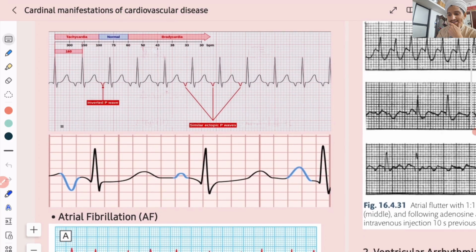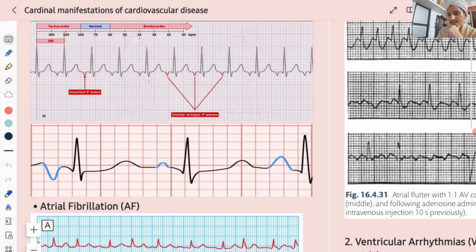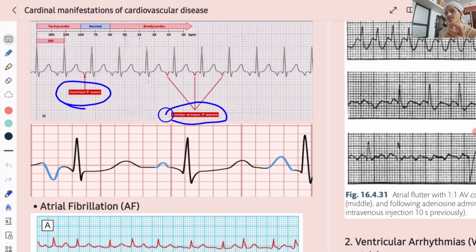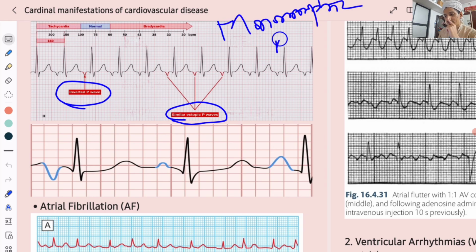Now coming to atrial tachycardia. See, every P wave is followed by the QRS complex, but the P wave is inverted. So that P wave is not from the normal SA node, it is from some ectopic focus. This is monomorphic, and it is a tachycardia of more than 100 per minute. This is an example of monomorphic atrial tachycardia.